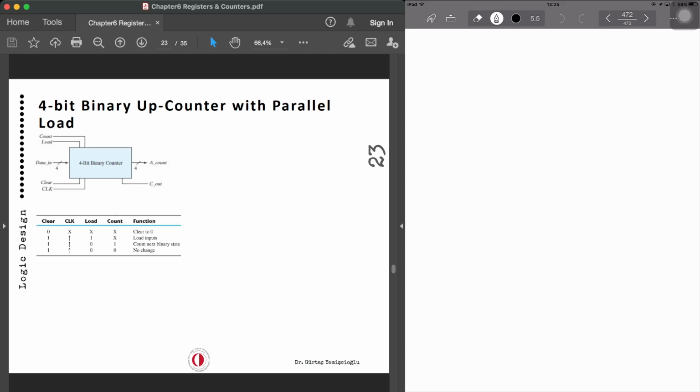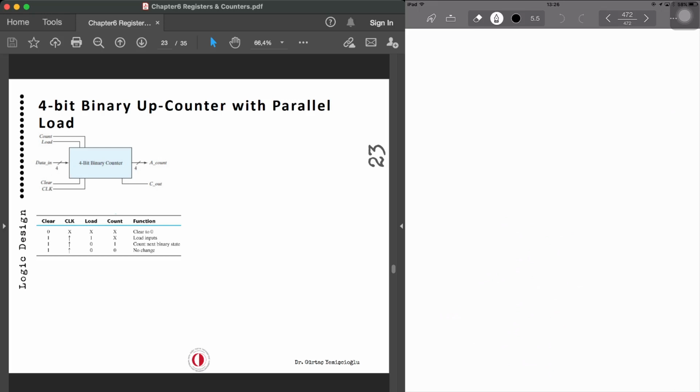Then when clear is 1, so we are deactivating it. When it's on the clock rising edge, if the load is 1, we don't care about the count. We just load the inputs into the counter. Again, clear is inactive. The rising edge, load is 0, so we load it. Next, what will happen? We are going to count up. We start to count. Okay? So after load, the count is 1, and we start to count.